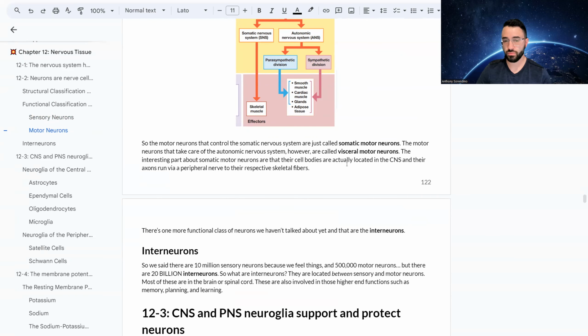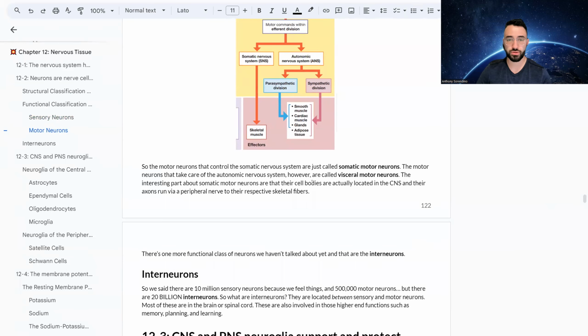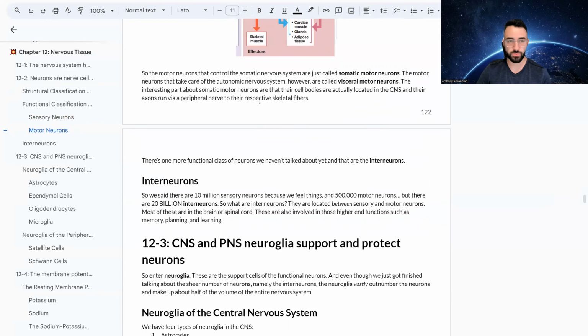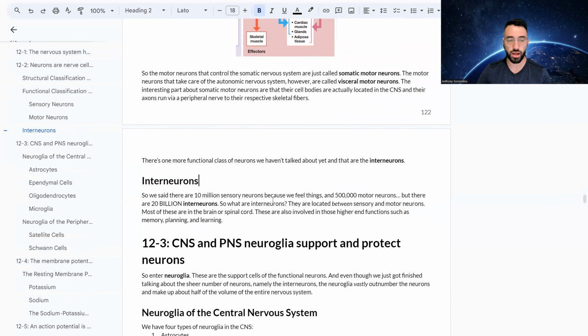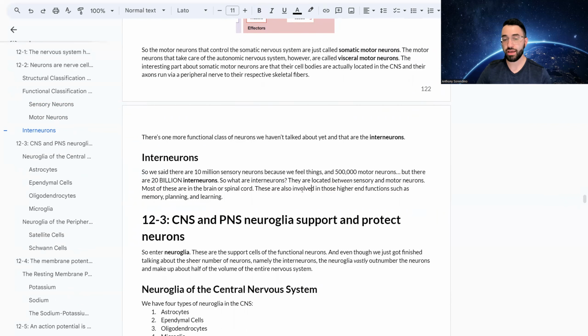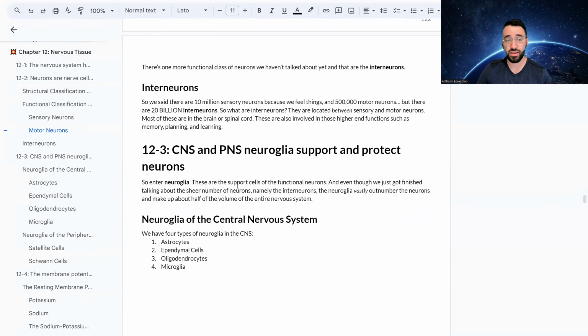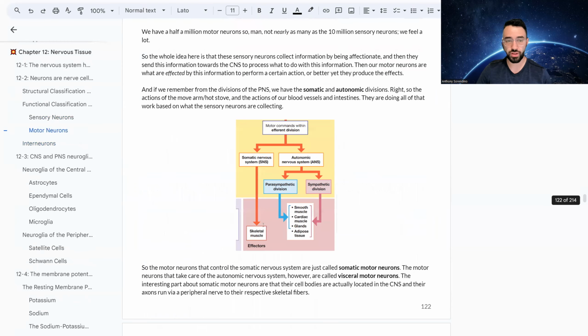Autonomic nervous system. We have these visceral motor neurons, and we have these interneurons. We said there are 10 million sensory, 500,000 motor, but there are 20 billion interneurons. These are located between the sensors and the effectors, the motors, and mostly in the brain and spinal cord. They are also involved in higher functions such as memory, planning, and learning. They're just kind of everywhere, almost like the glue that holds everything together. All right, so that's the neuron and some of the classifications.